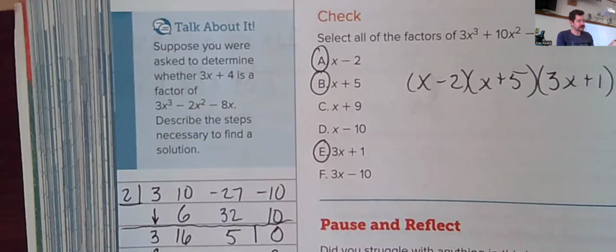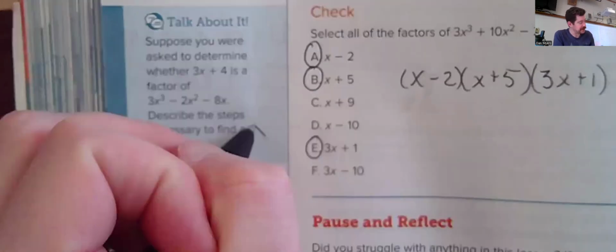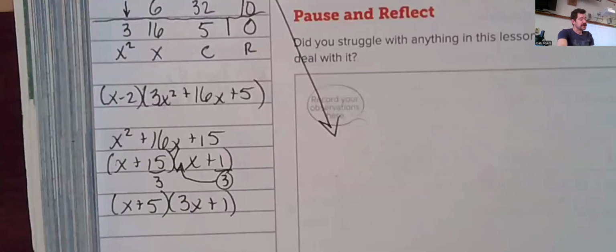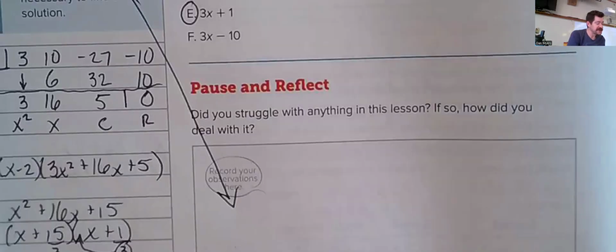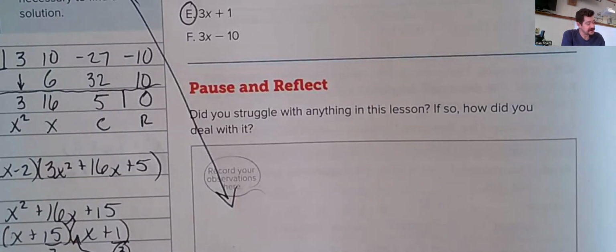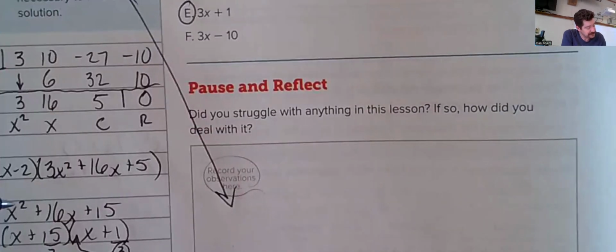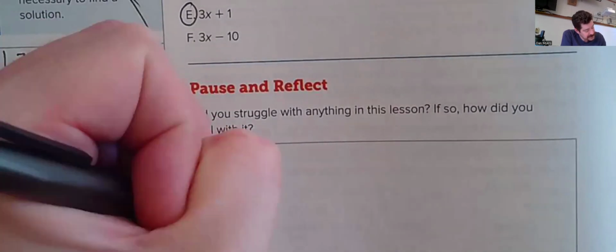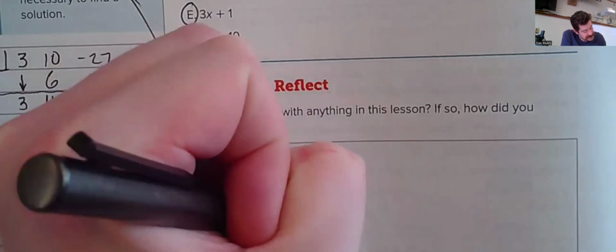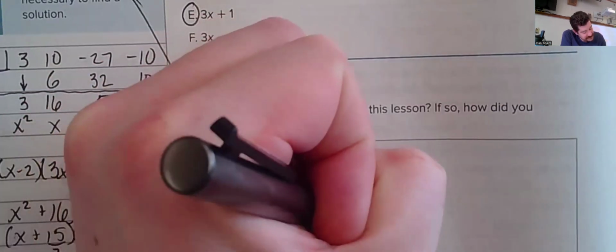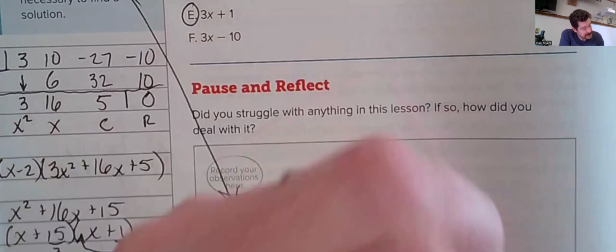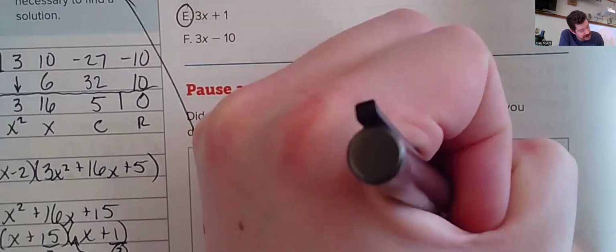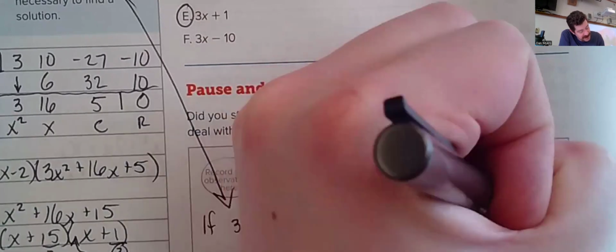So I'm just going to put an arrow right down there. Now let's just work on this one right here. So what we're looking at is, suppose you were asked to determine whether it's a factor. That means, so if 3x plus 4 is a factor of 3x cubed minus 2x squared minus 8x.